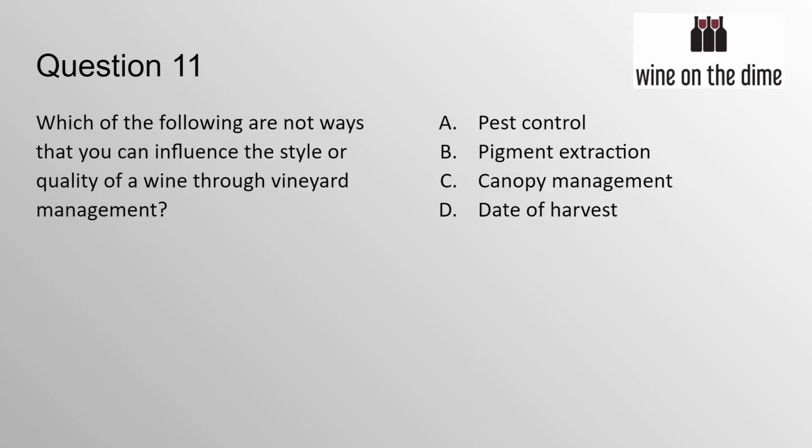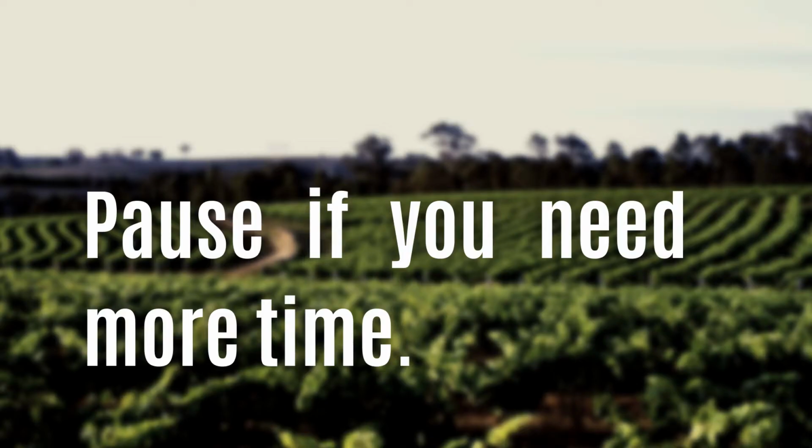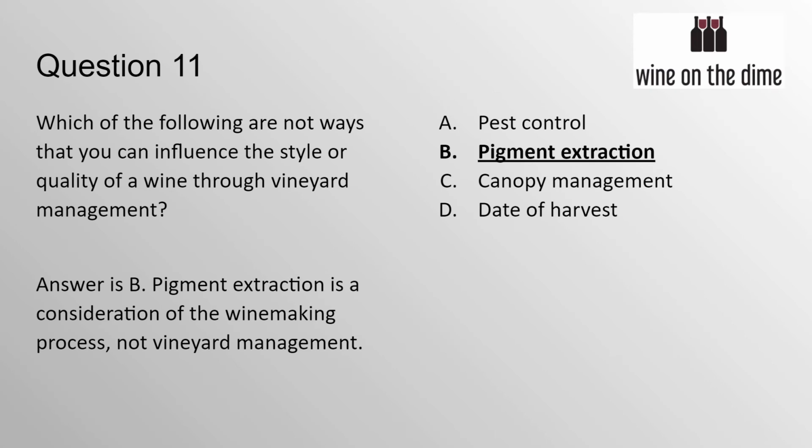Question 11. Which of the following are not ways that you can influence the style or quality of a wine through vineyard management? A. Pest control. B. Pigment extraction. C. Canopy management. D. Date of harvest. The answer here is B. Pigment extraction is a consideration of the winemaking process, not vineyard management.